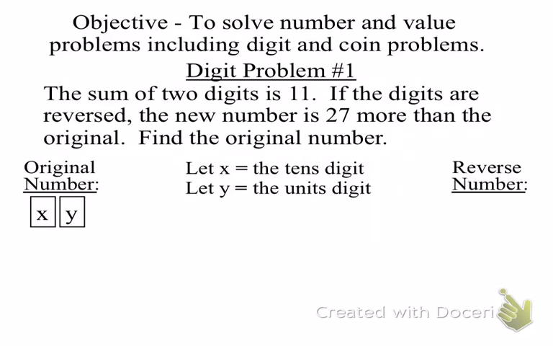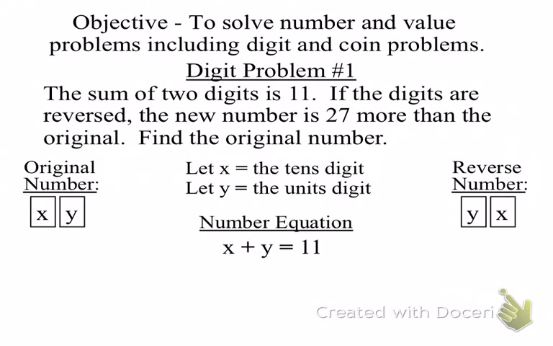What would the reverse look like? Yeah, yx. Okay, so the first sentence is very easy to translate, because it's the sum of the two digits is 11. So what would that look like? x plus y is 11, right? That's the first equation.